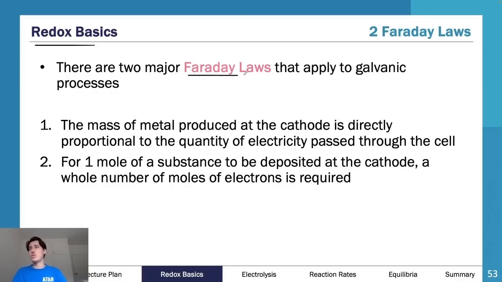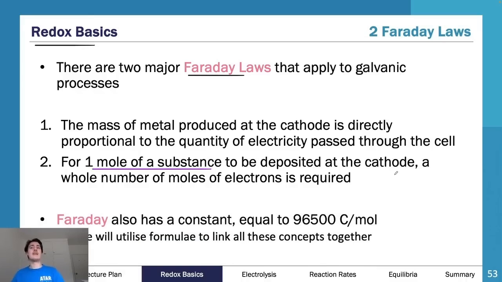But there are 2 major Faraday's laws, and you do need to know both of them. The first one is that the mass of the metal produced at the cathode is directly proportional to the quantity of electricity passed through the cell. So if you pass more electricity through, you get more metal produced. If less electricity is passed through, you get less metal produced. And for 1 mole of substance to be deposited at the cathode, a whole number of moles of electrons is required. And this is where our 96,500 constant comes from. Faraday's also has a constant, equal to 96,500 coulombs per mole. We'll utilize our formula to link all these concepts together.